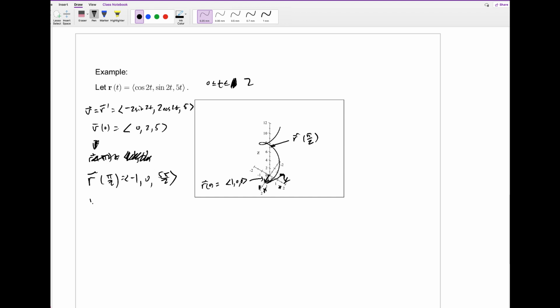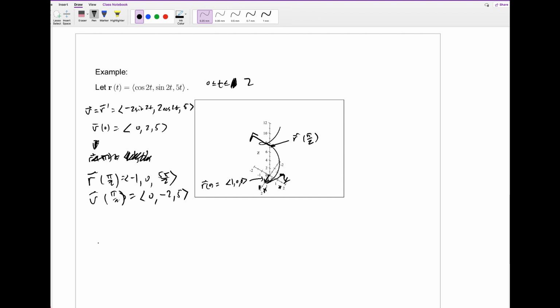How does the velocity vector point here at pi over 2? We can see that that's the vector: negative 2 sine of 2 pi, that's going to be 0; 2 cosine of pi, which is negative 2; and 5. So here you see it's a vector like this, showing the direction in which we're going.